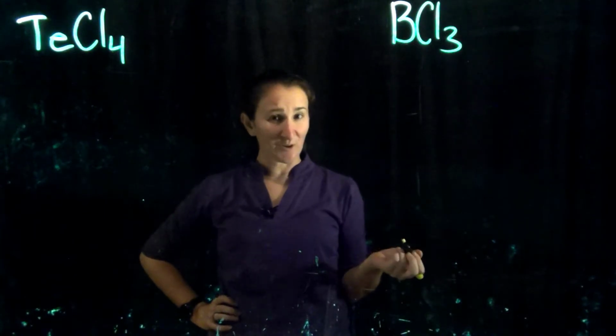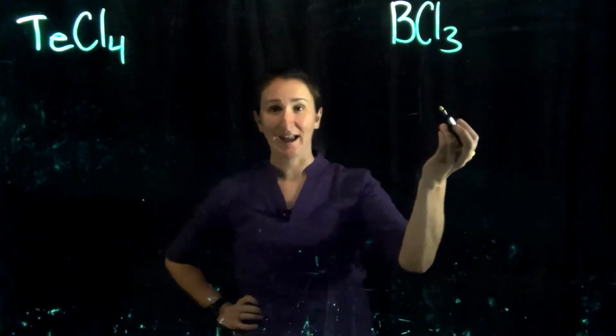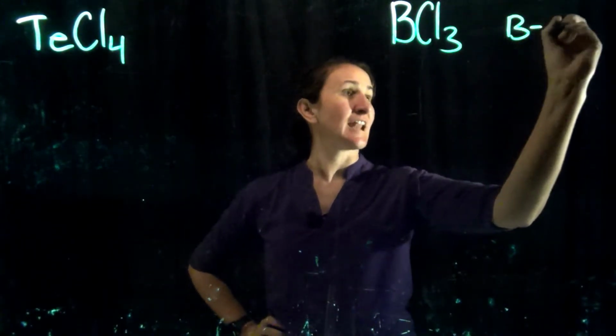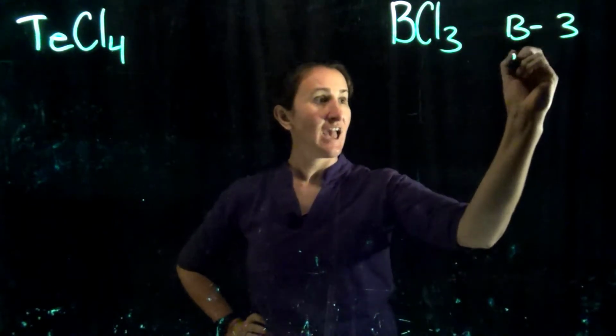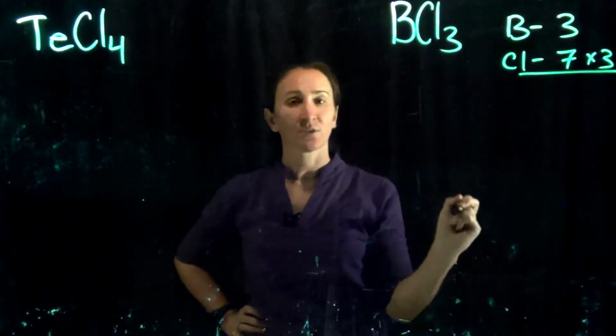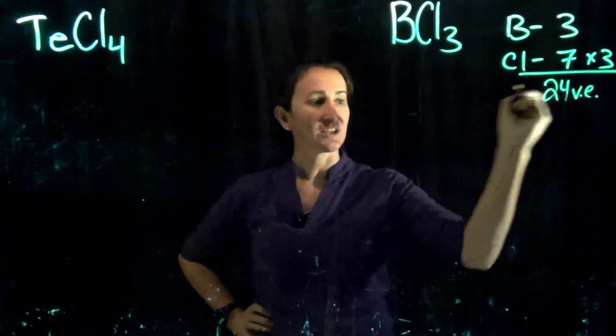Alright, welcome back to more covalent Lewis structures. Let's start out with boron trichloride. With boron trichloride, we have boron, which is going to have 3 valence electrons, and chlorine, which is going to have 7, but there are 3 of them. So giving us 21 plus 3 is 24 valence electrons.